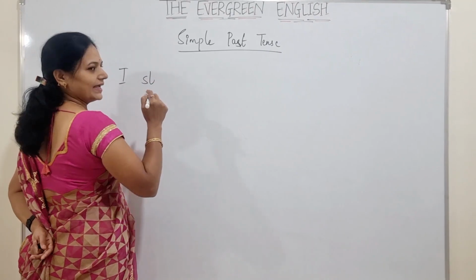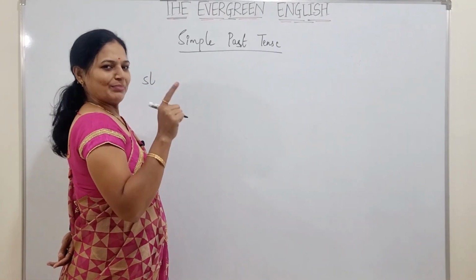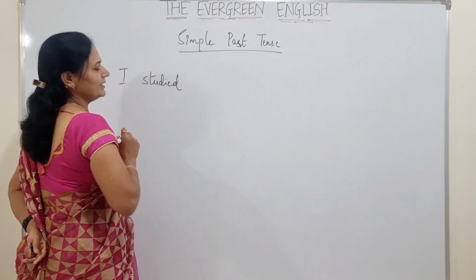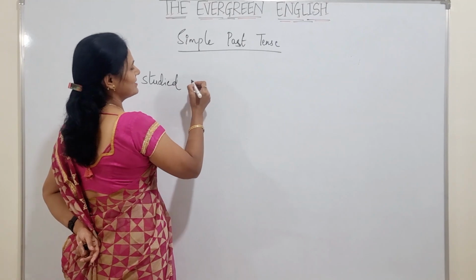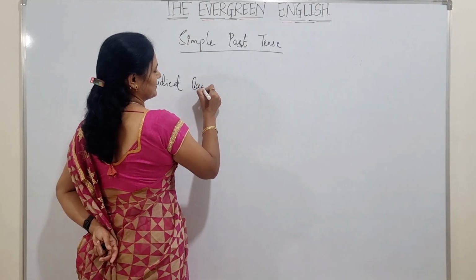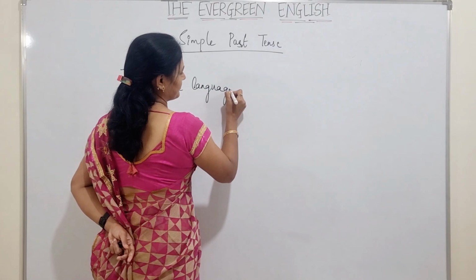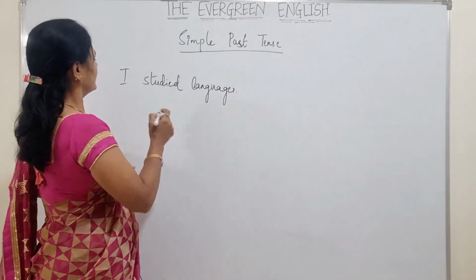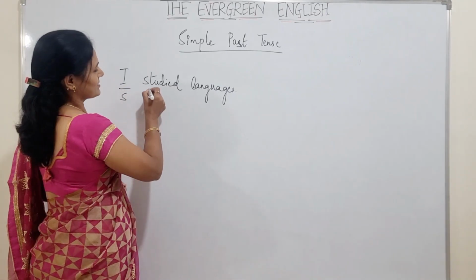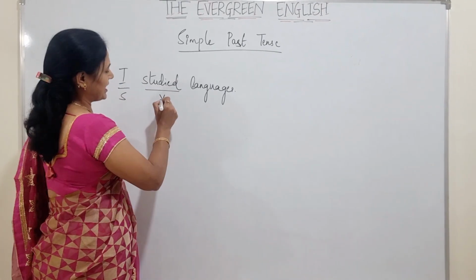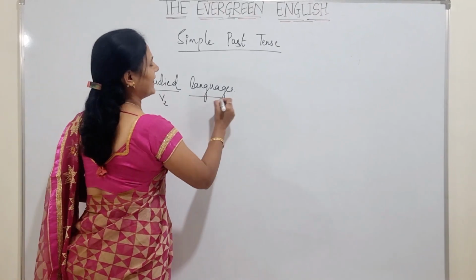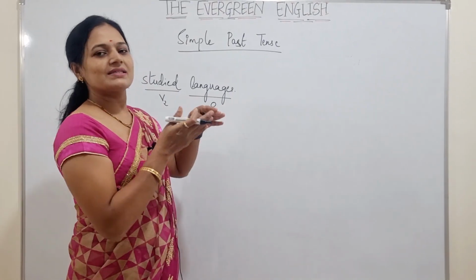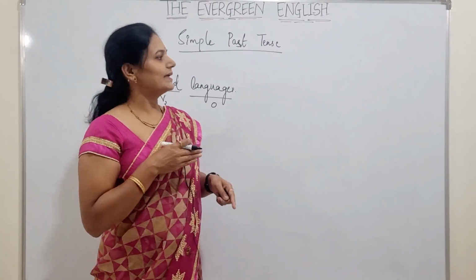I study. I study is the simple present tense. I studied. Okay, I studied what? Languages. I studied languages. I is the subject. Studied is what form of the verb? This is the V2 form of the verb, and this is the object. I studied many languages. I studied Kannada. I studied English.